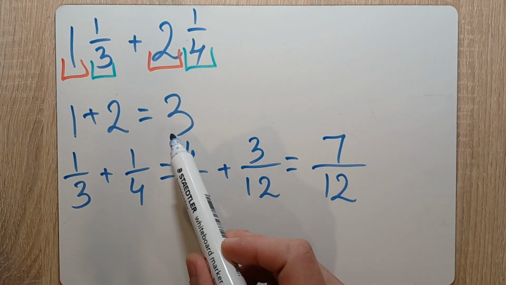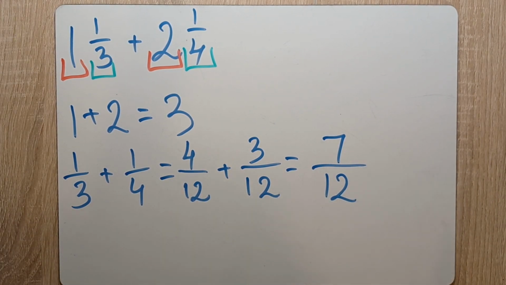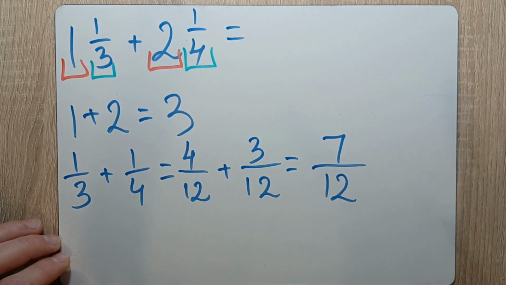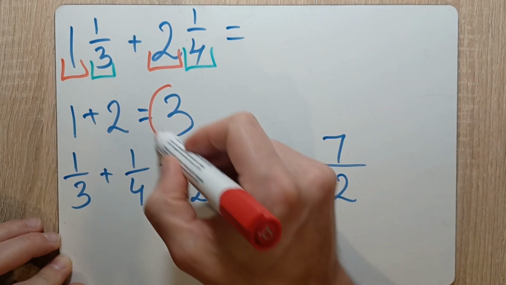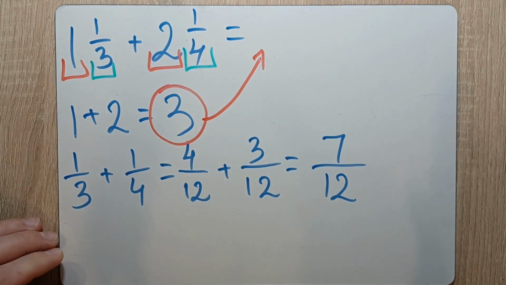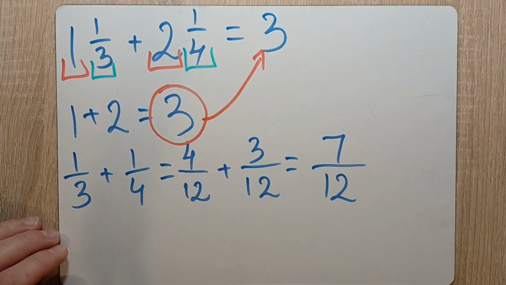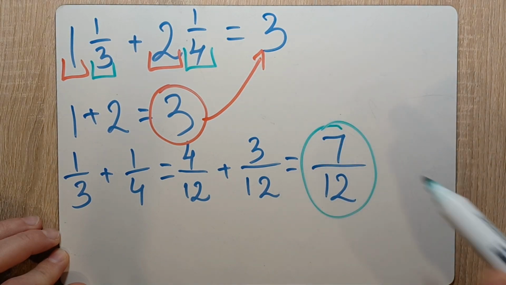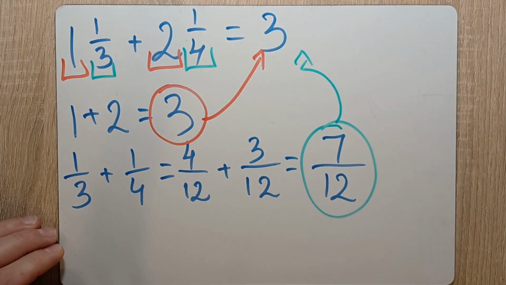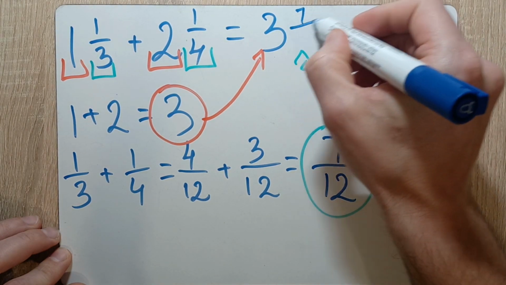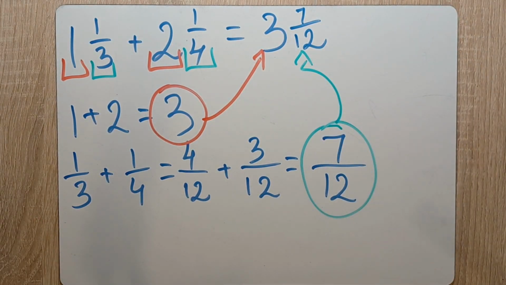Okay, so I've got the whole number and I've got the fractional part. Now I need to join them together again. So let's write equals here, and then let's take 3 first as a whole number. Then let's take a fraction, which is 7/12. Keep it here. So the final answer is 3 7/12.